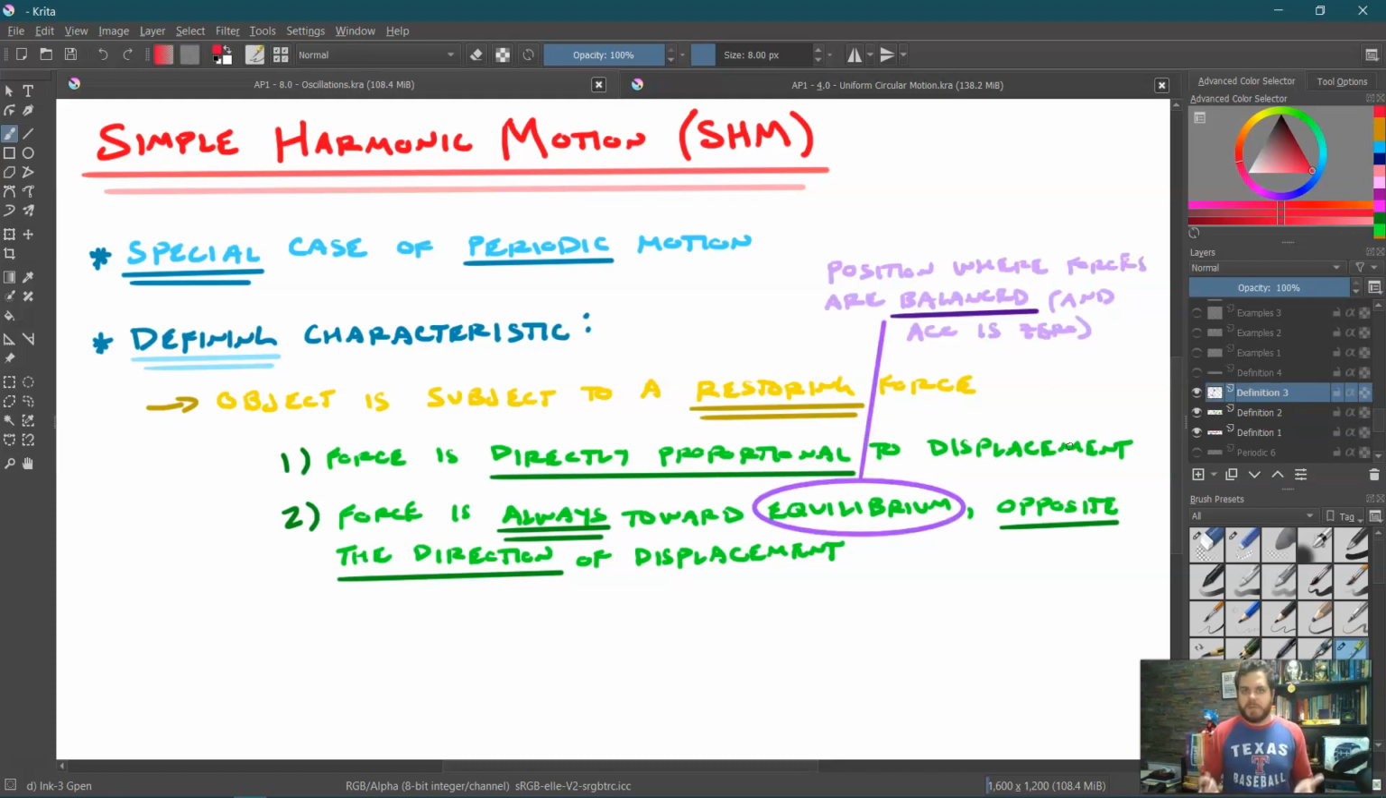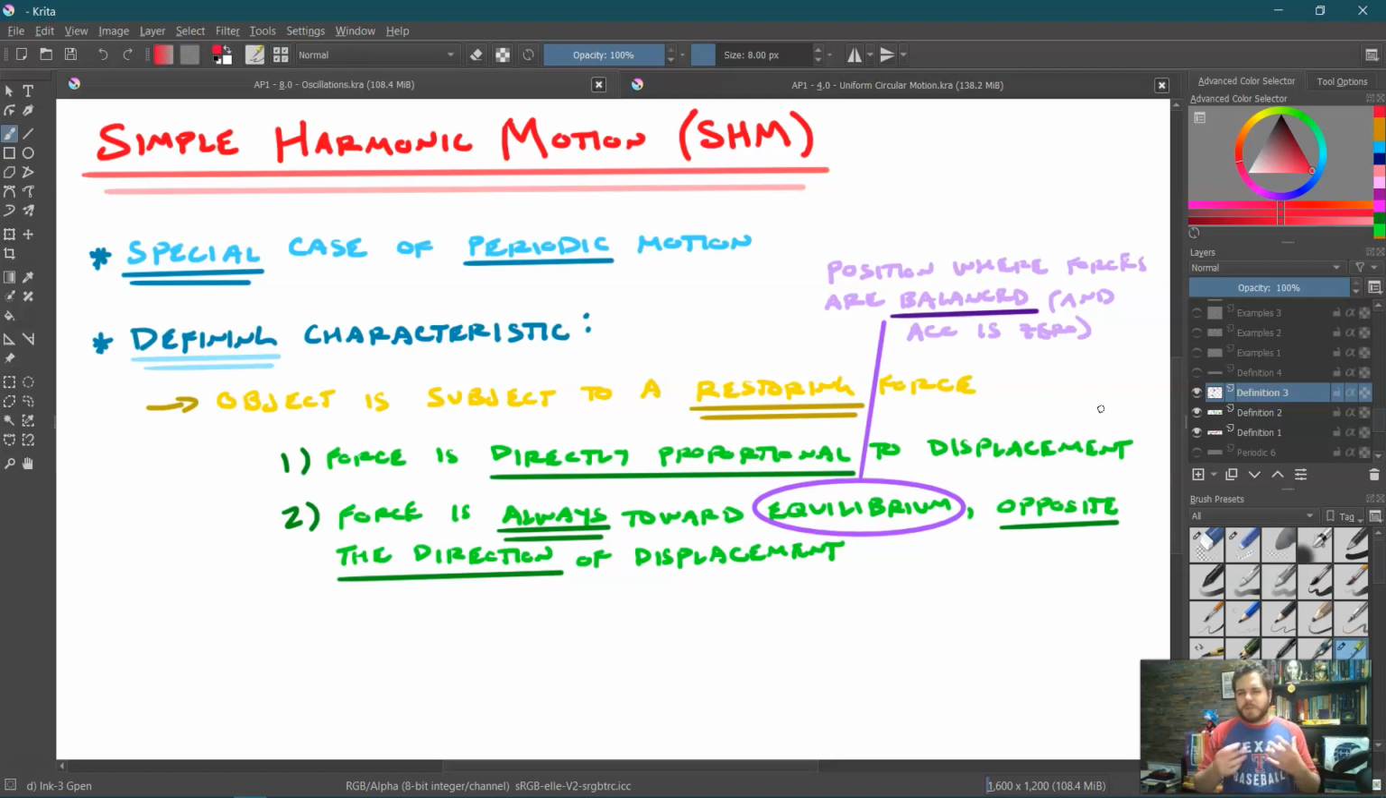Now, what exactly do we mean by equilibrium? Well, it's much like we've discussed it throughout the year, that equilibrium is a position where the forces are balanced. And if the forces are balanced, that means there is no net force, and therefore there is no acceleration. So at that exact location, acceleration is zero and the net force is zero. But as soon as we move past that equilibrium position, that is going to change.